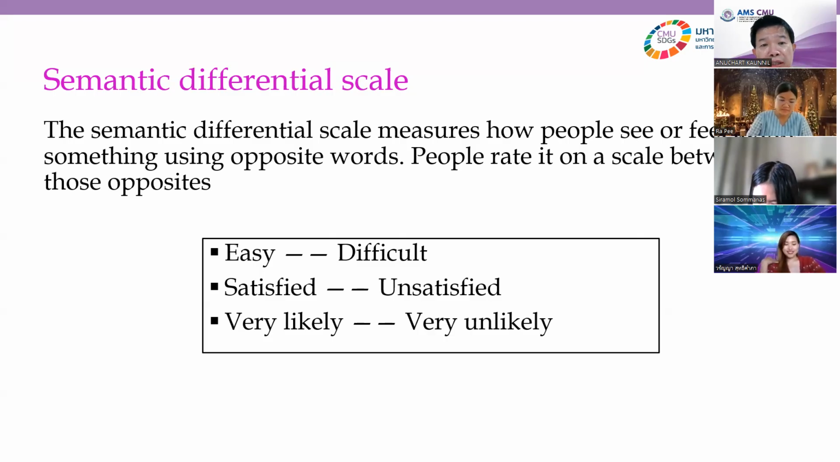The symmetric differential scale is how people see and feel about something. It uses opposite words, and people rate on a scale between those opposites, like easy and difficult, satisfied and unsatisfied, very likely and very unlikely.